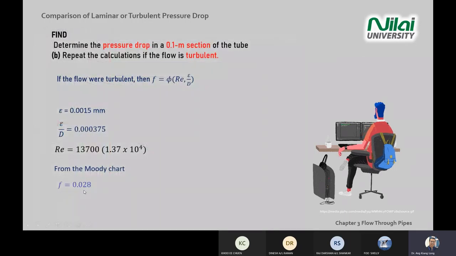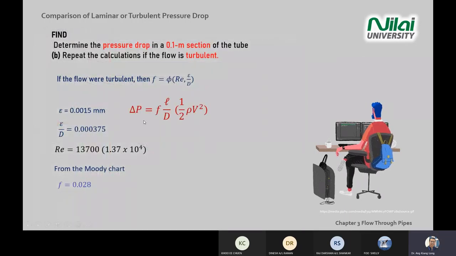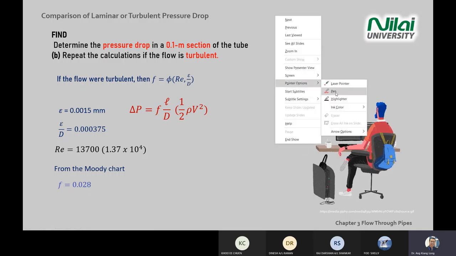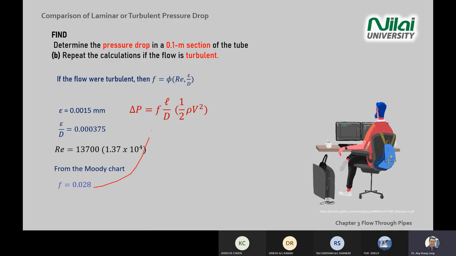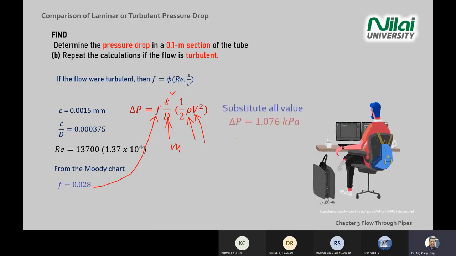Once you get 0.028, you apply it to the delta P equation again. For section B, you use the friction factor from the graph, 0.028. You substitute inside there. Length given, 0.01 meter. D given, again D here, use meter. And then this one half, rho given in a table, V, 50 meter per second. You calculate delta P, you'll get 1.07 kilopascal.